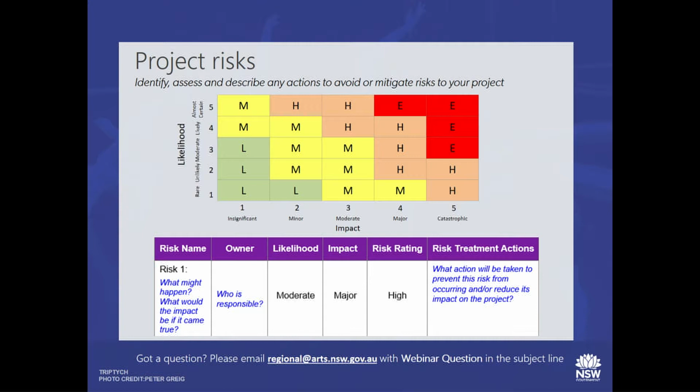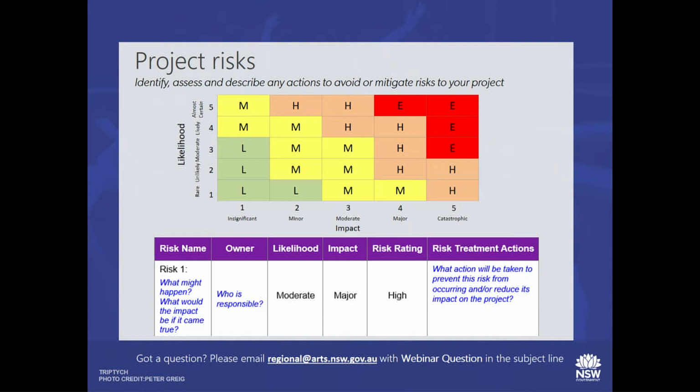Lastly, in the last column, you need to talk about what the treatment actions would be. So what would you do to prevent this risk? And if it happens, what you'll do to manage it. In this way, you can demonstrate that you've given a thorough analysis to all the risks for your project.